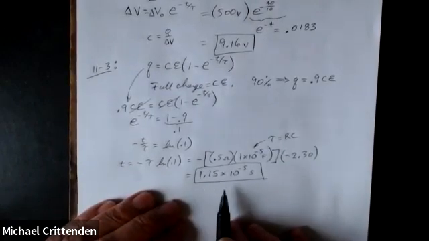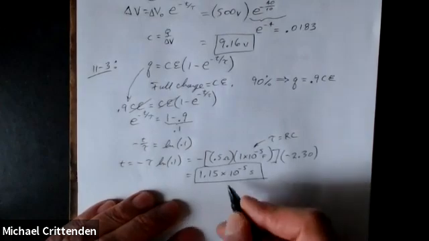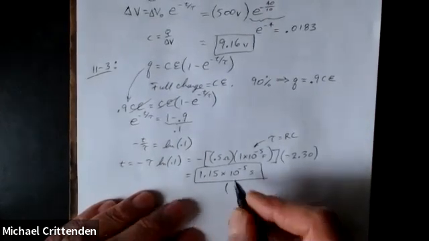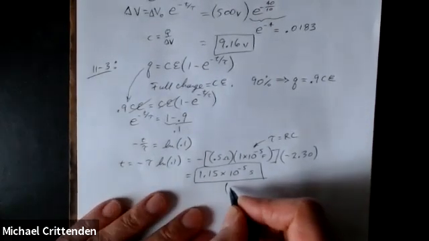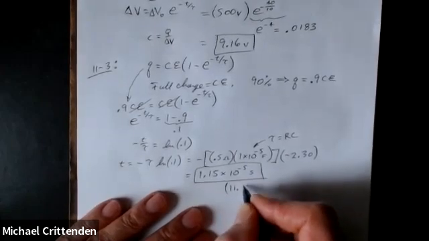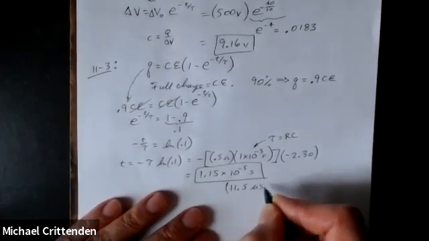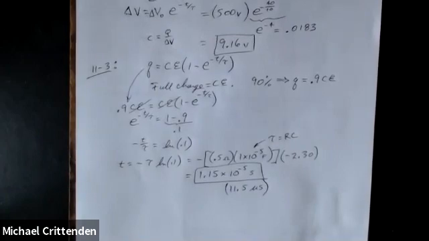So 1.15 times 10 to the negative fifth seconds, or what might be a more convenient way of saying it, 11.5 microseconds. And we've done another page.